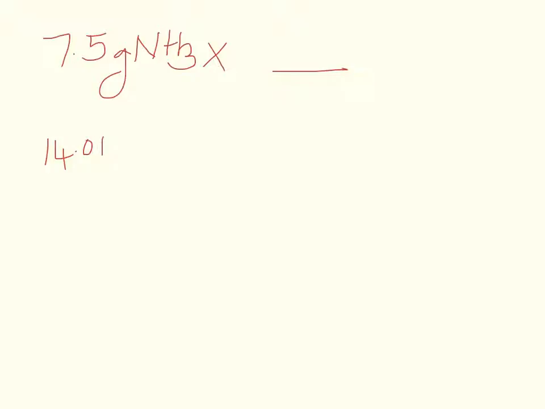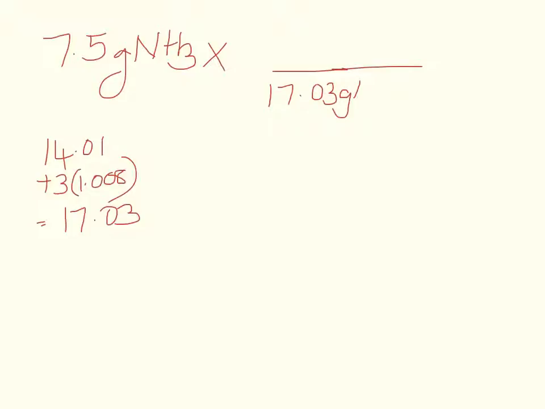Okay, so we are starting with 7.5 grams of ammonia. We know that the molar mass of ammonia is 14.01 plus 3 times 1.008, approximately 17.03. So 17.03 grams of ammonia are present in 1 mole of ammonia, and in this step we have converted from grams of ammonia to moles of ammonia.